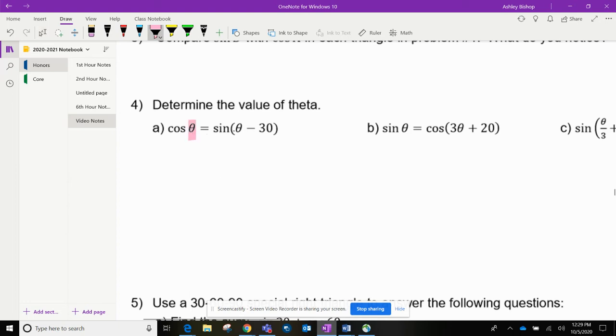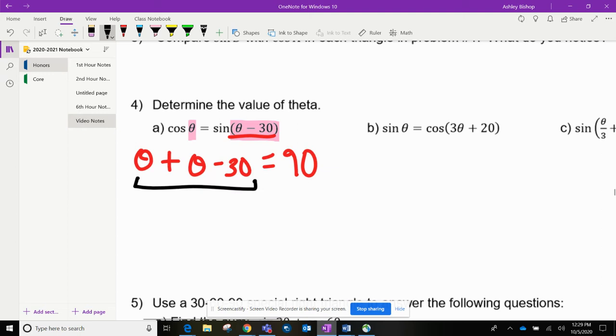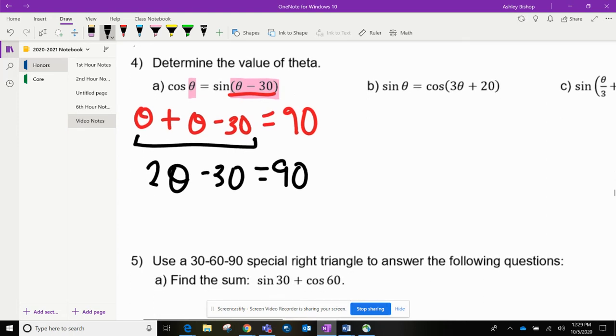Again, this angle plus this angle, the angles come after the trig function, equal 90. So this angle, which is theta, plus this angle, which is theta minus 30, has to equal 90. And then just do it like simple algebra you know how to do. Clean this side up. Theta plus theta is 2 theta minus 30 equals 90. I want to get all my numbers on one side, so I'm going to add 30 to both sides.